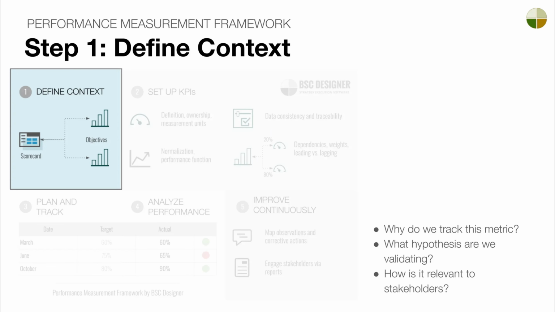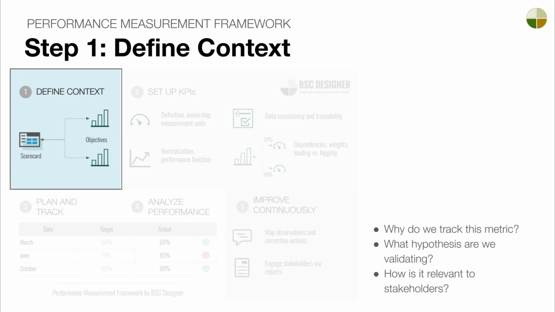Step 1. Define the measurement context. A common mistake in performance measurement is focusing on the metric, its measurement and reporting, while ignoring the business context behind these efforts. Why do we track this metric? What hypothesis are we validating? How is it relevant to stakeholders? Without these answers, measurement lacks meaning.